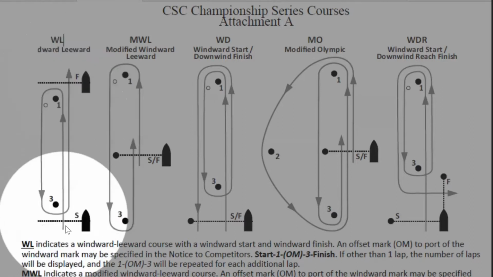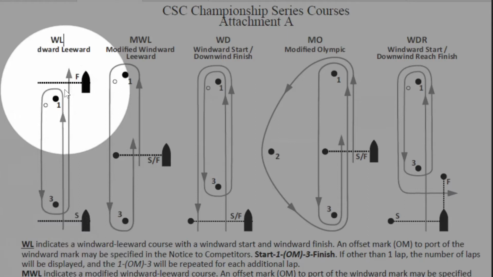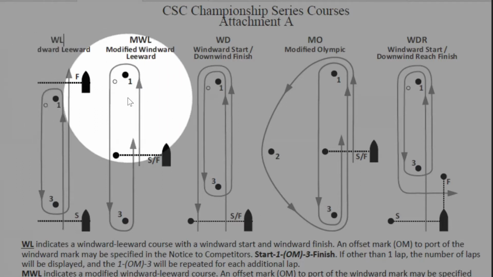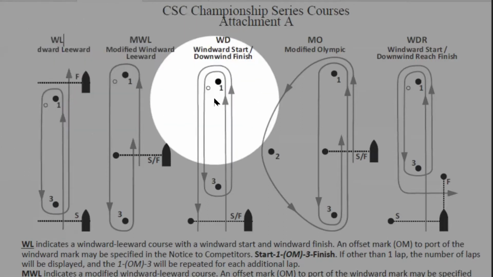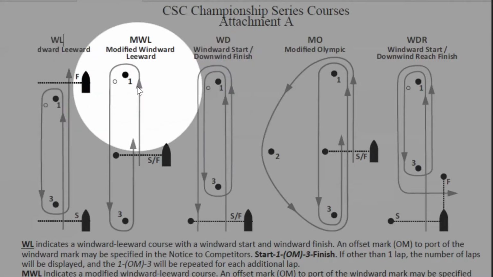Well, with the traditional windward-leeward, after you start, you have the entire windward leg for boats to separate before they get to the windward mark. So it has an advantage over the modified windward-leeward that generally at the first windward mark rounding, there will be a little less traffic because boats have a greater chance to separate. So that's an advantage that WL and WD have over MWL.